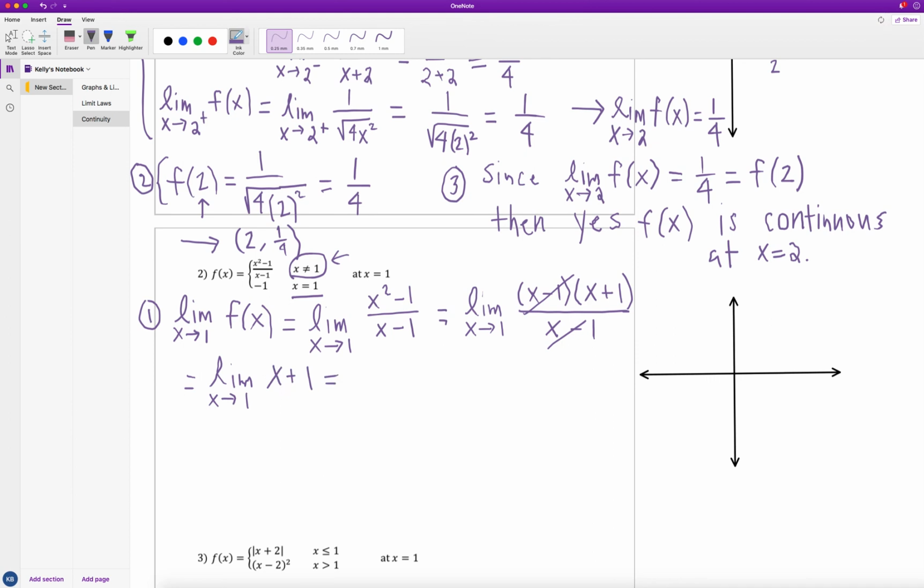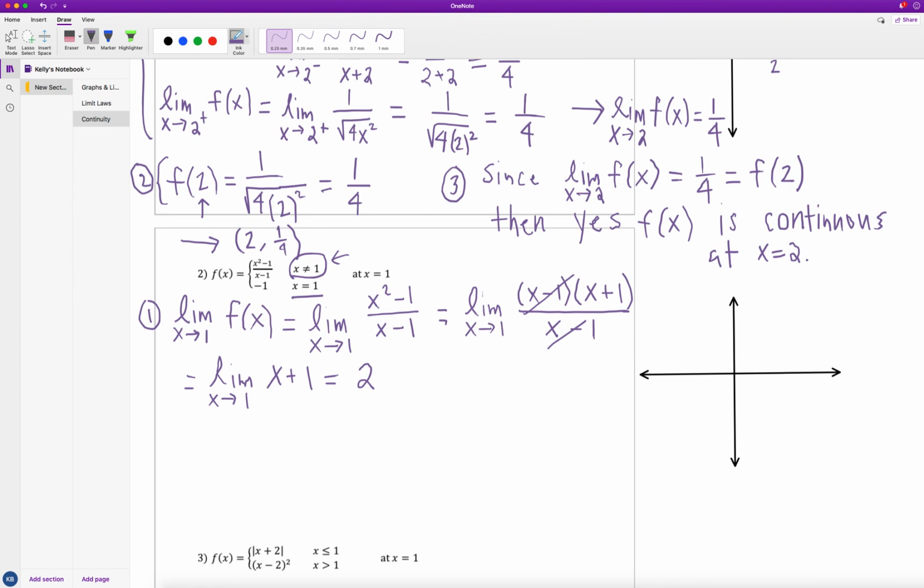And what that's going to be equal to, I can do a direct substitution, and I get that that's equal to the value of 2. So step 1, I'm good. I showed that the limit exists, that both the left and the right were using the same function, so this limit is going to be equal to 2. But again, that's not enough to show continuity.